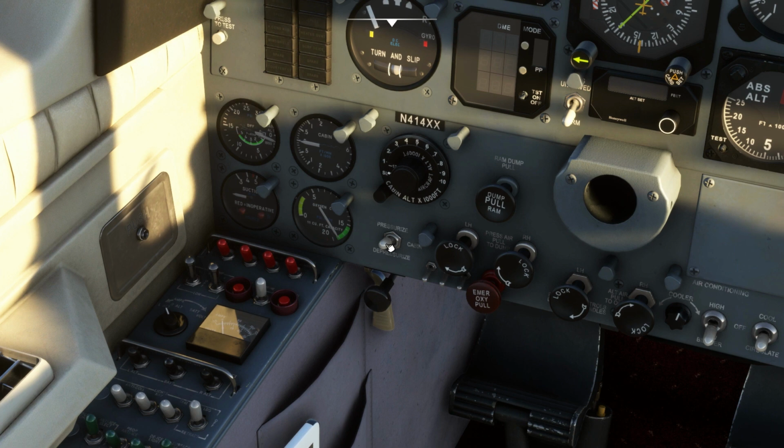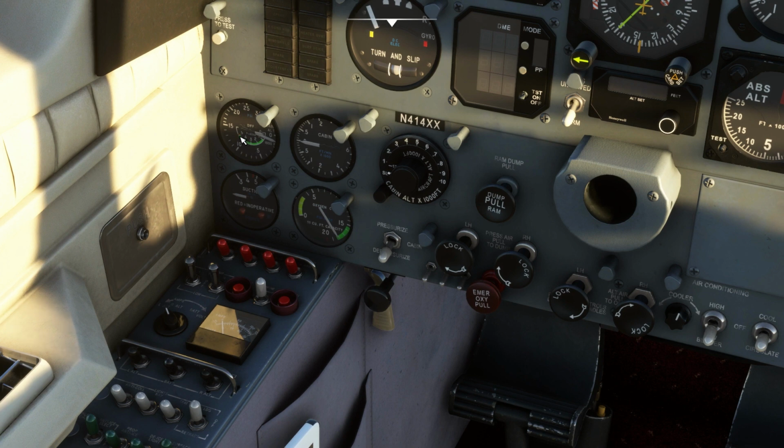Okay, normally I keep this depressurized until before takeoff. Okay, moving on. So you have the difference in pressures. You have cabin pressure and you have the difference in pressure from the outside to the inside.